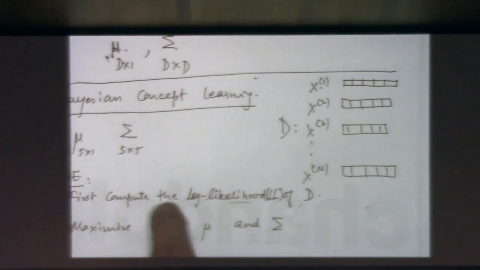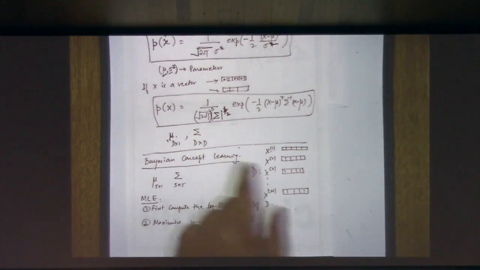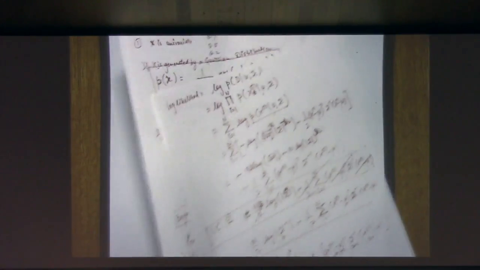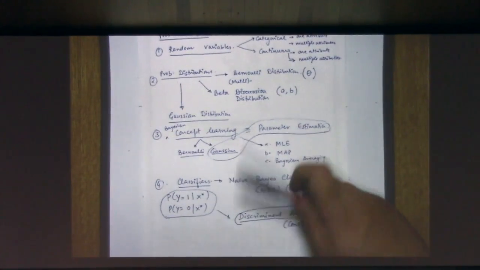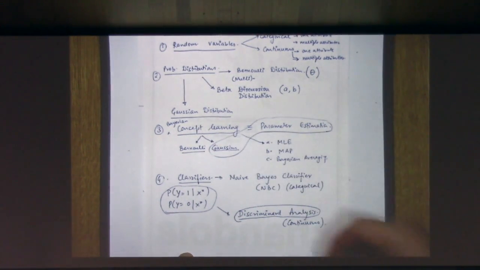All right, good. So what we have done so far is we have seen how to do Bayesian concept learning in Gaussian distribution. All right. Now we are going to use this knowledge to build a classifier when your data is continuous. And we kind of looked at it in the last class as well.